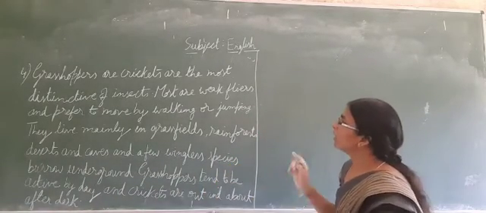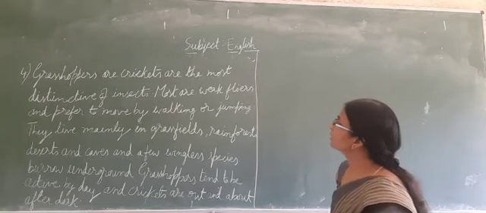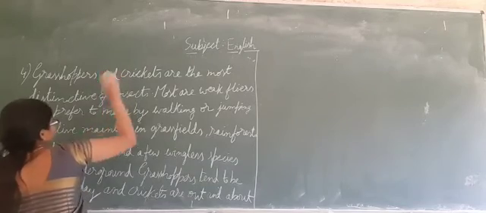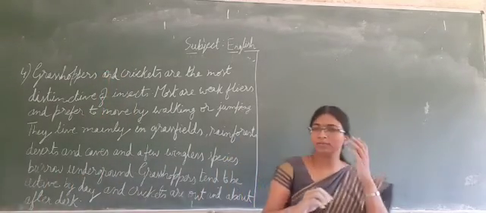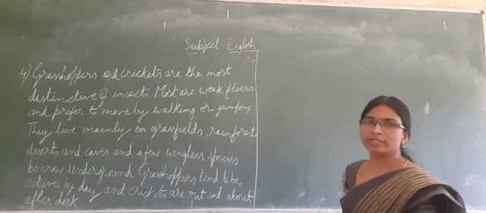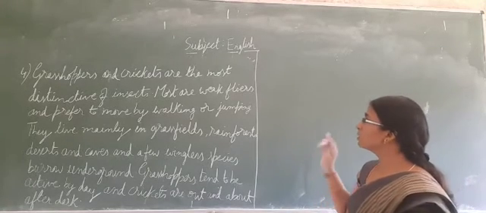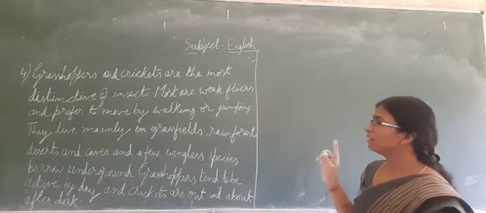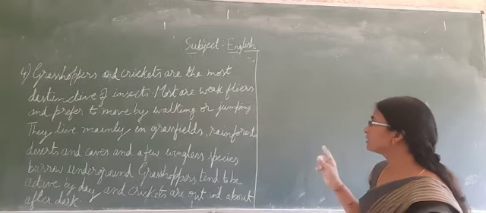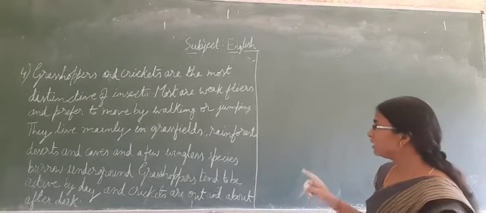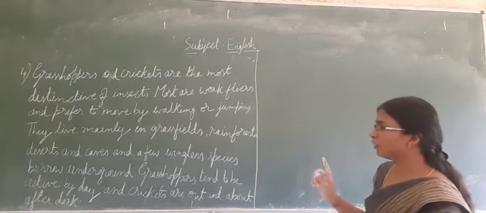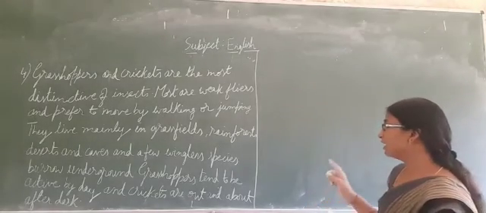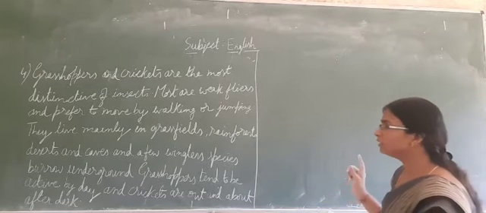Grasshoppers and crickets. Grasshoppers and crickets are the most distinctive of insects. Most are weak flyers and prefer to move by walking or jumping. They live mainly in grass fields, rainforests, deserts and caves, and a few wingless species burrow underground. Grasshoppers tend to be active by day and crickets are out and about in the dark.